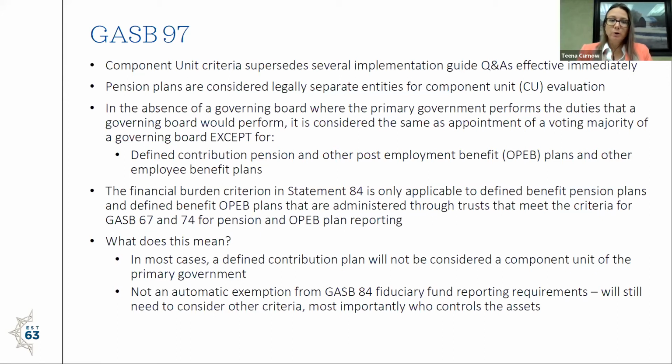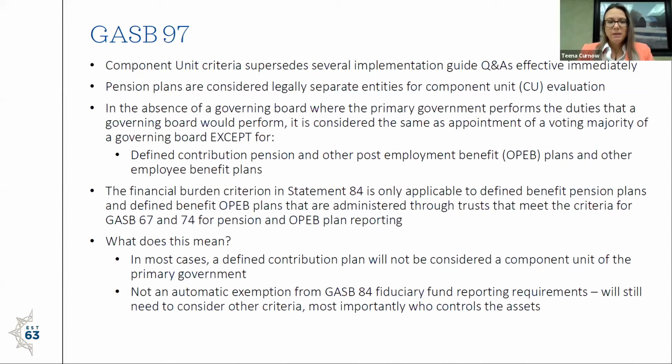The financial burden criteria in Statement 84 is only applicable to defined benefit pension plans and defined benefit OPEB plans that are administered through trust that meet the criteria for GASB 67 or 74 for pension and OPEB plan reporting. So in the previous slide where I mentioned that paragraph 5 was applicable immediately, that's what this is referring to.